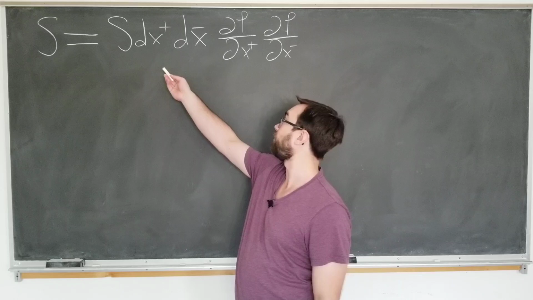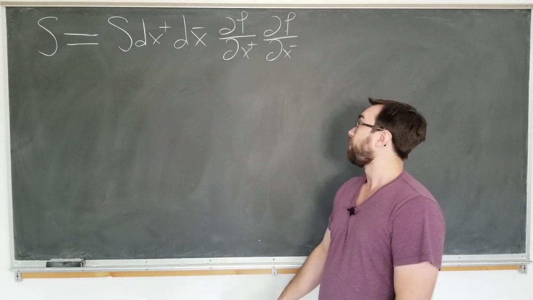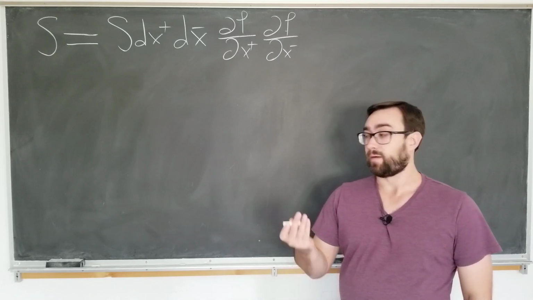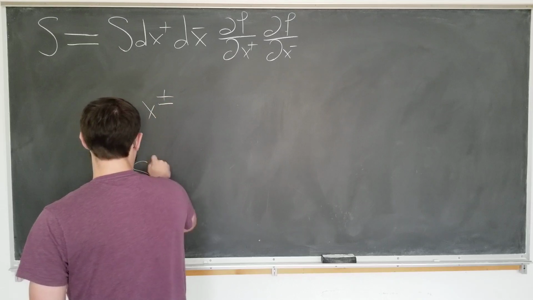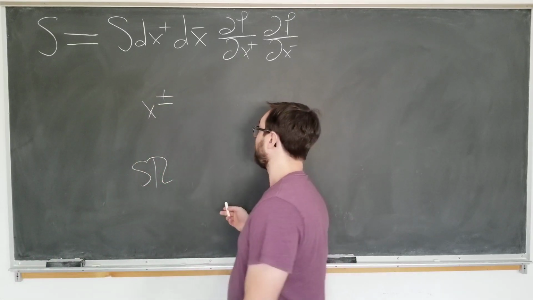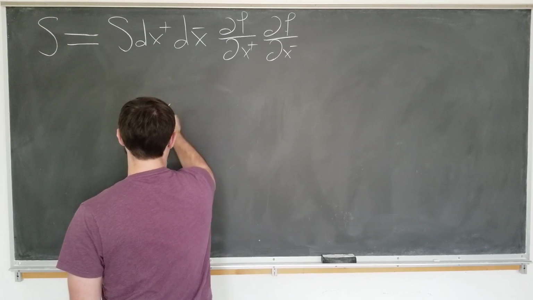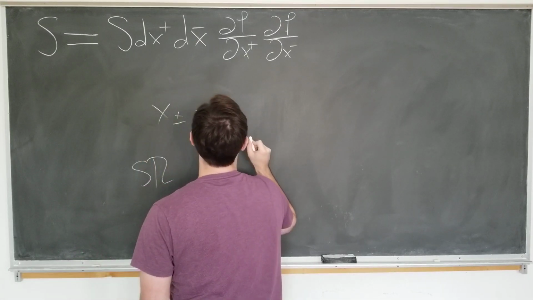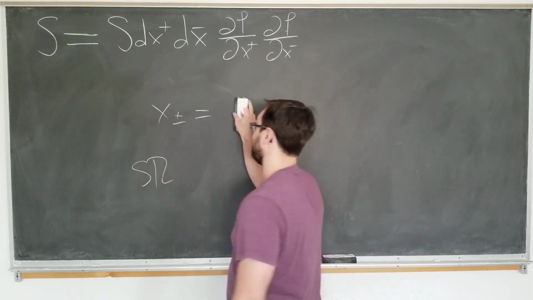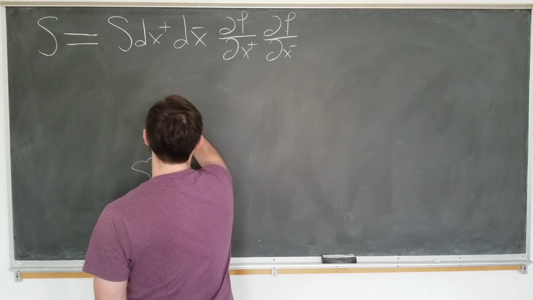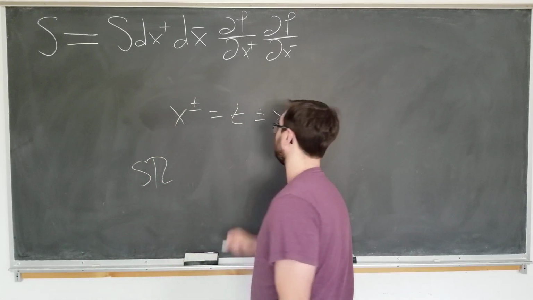Okay, let's talk about x plus and x minus. What are these things? Well, for the purposes of this video, it doesn't really matter. But if you need to know, these are useful in special relativity. X plus and minus are defined to be the following. I guess it doesn't really matter where you put the pluses and minus signs. It's up to you. X plus or minus to be t plus or minus x.